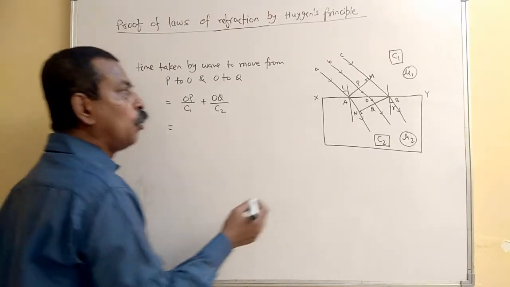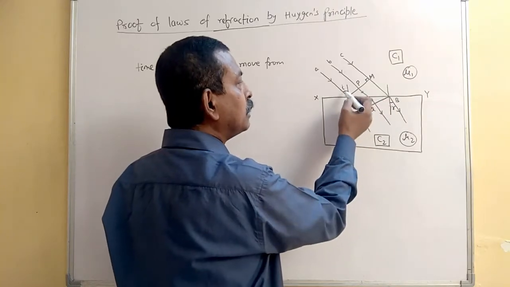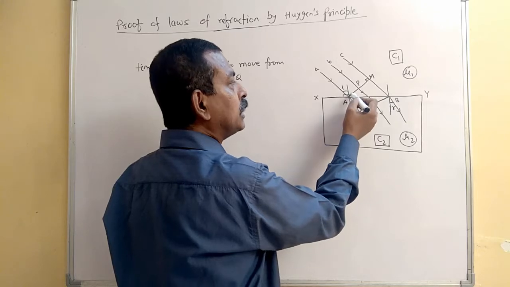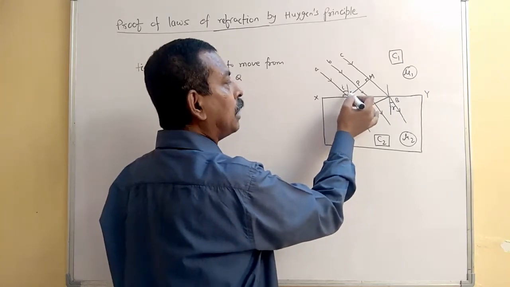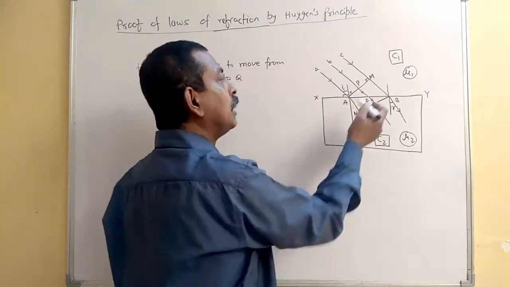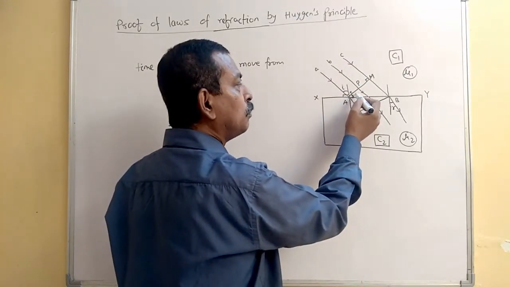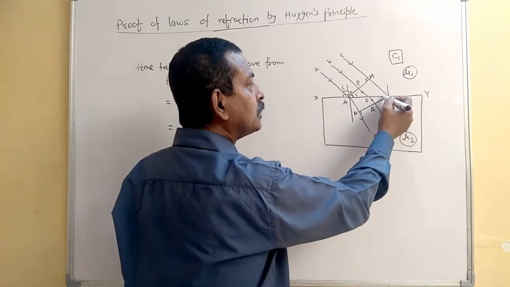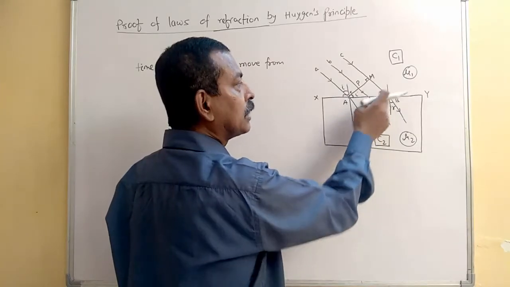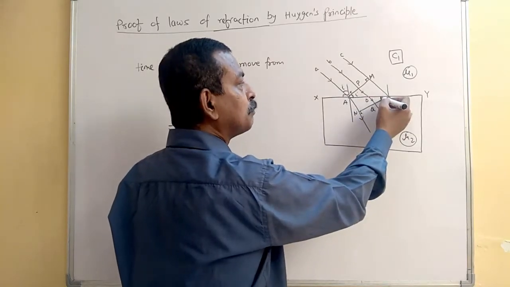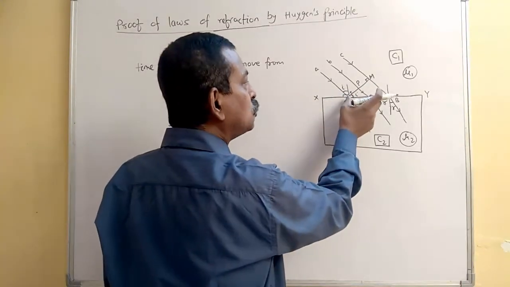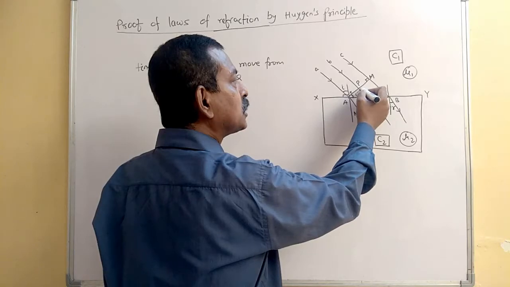Again, for this OP, if this angle is I, this is the normal. In that case, this particular angle will be 90 minus I, because this AM is normal to these rays. So obviously this particular angle will be I. In the same way, this particular angle will be R, because this will be 90 minus R, and here this particular angle is R. So OP can be written as OA sin R, because this is perpendicular.